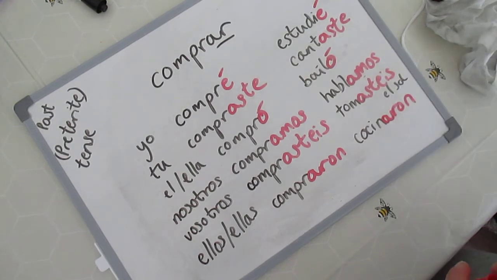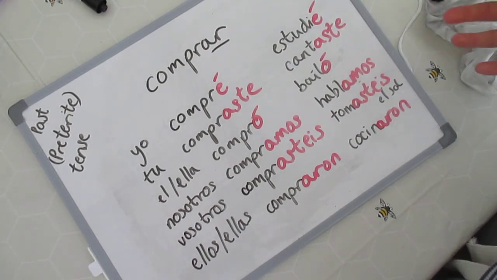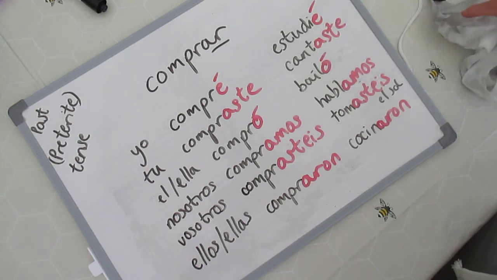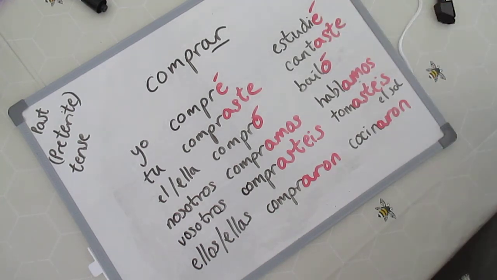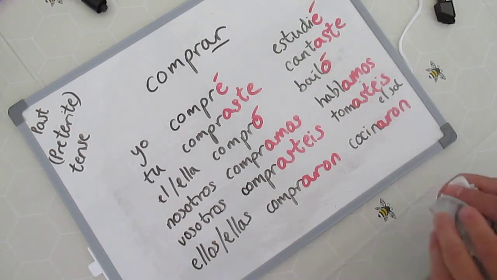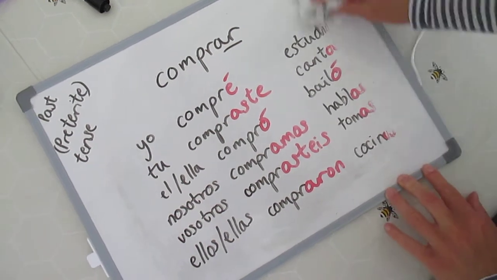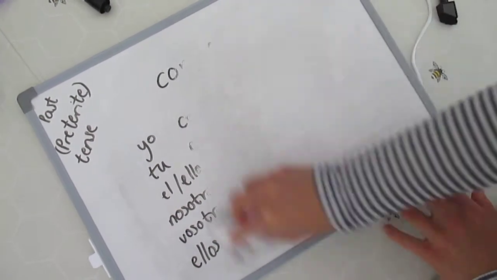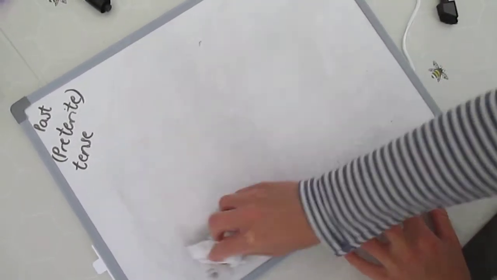Okay, so that will work for regular AR verbs, and I've said this before in the other videos. If you're not sure which ones are regular AR verbs, then have a look on the internet. There are loads of lists out there, but all of those that we've just done, they're all regular ones. So this pattern will work for all regular AR verbs for the preterite tense. Okay, so we will have a look now at the ER verbs.